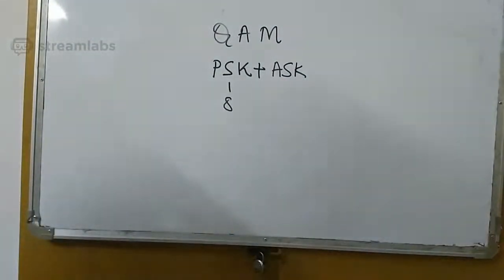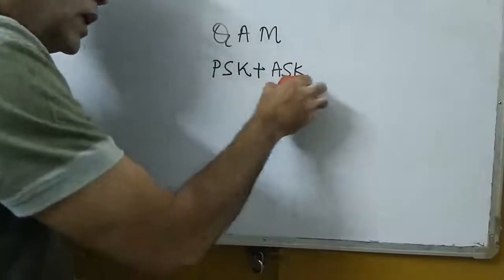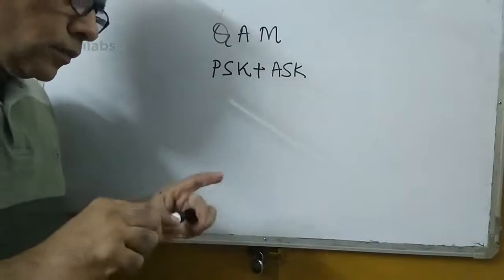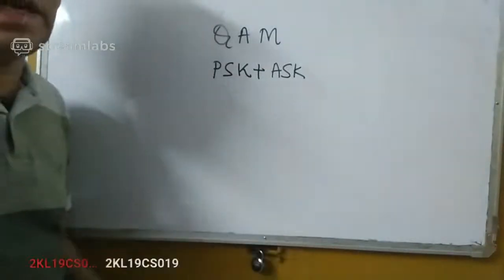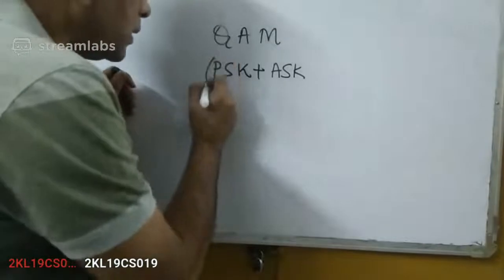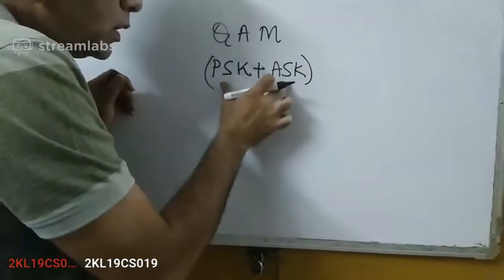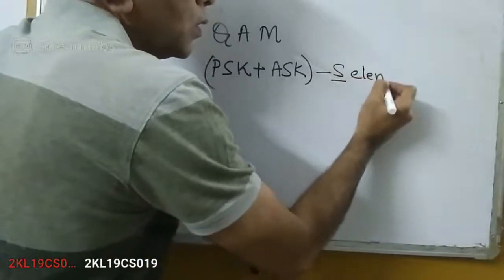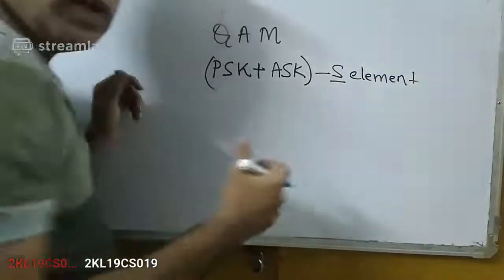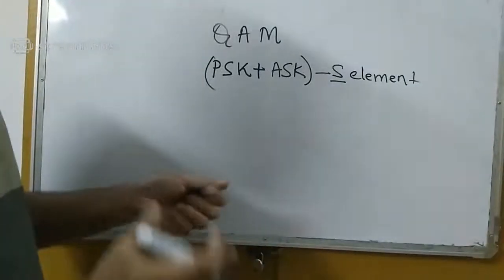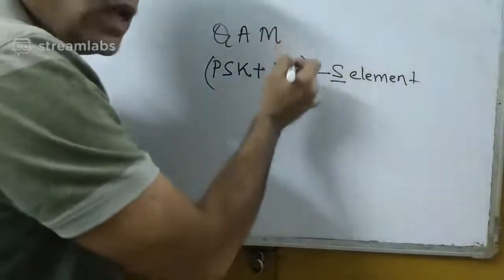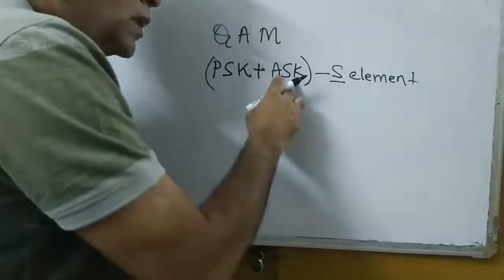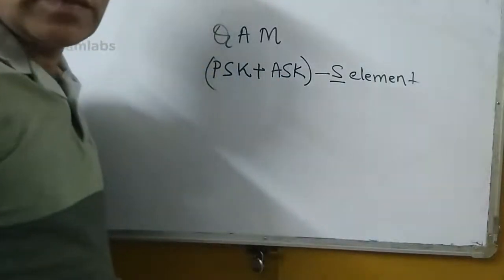But by clubbing this with ASK, it gives me a lot of options for increasing the signal elements. Now see, my signal element in this case is two things. These two together act as a signal element. This gives me a tool for increasing the number of signal elements, because I have two characteristics of the signal I am dealing with. One is amplitude, another is phase.